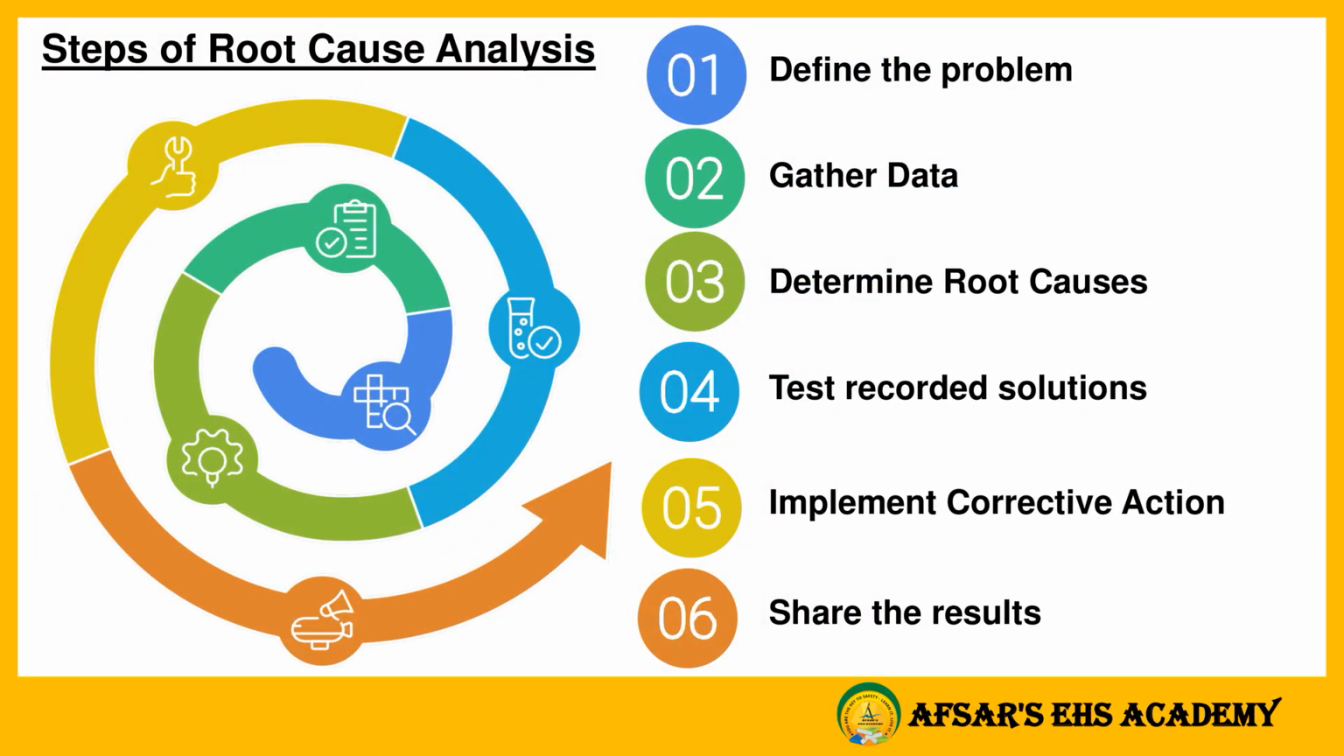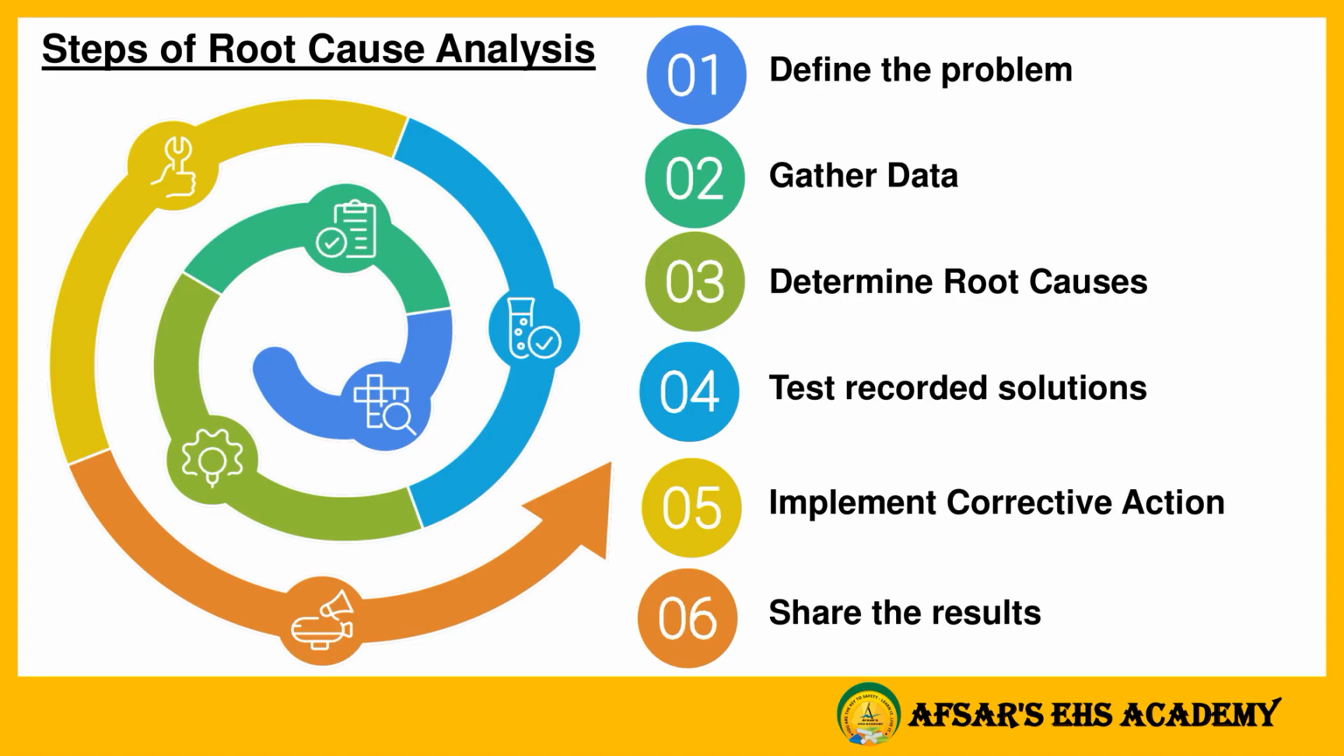Now let us discuss how to conduct a root cause analysis, or the steps of root cause analysis. Following are the steps of root cause analysis. First step is to define the problem. Firstly, we have to critically analyze and clearly articulate the source of the problem to diagnose or isolate the situation as the first step of a containment plan.